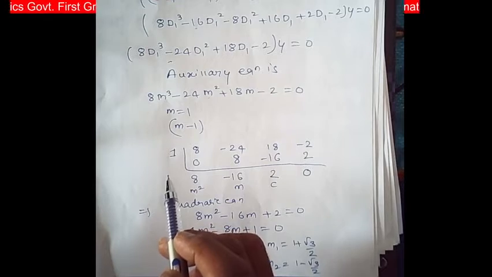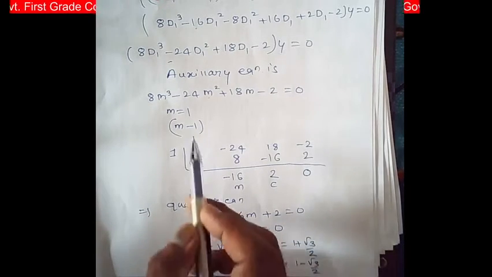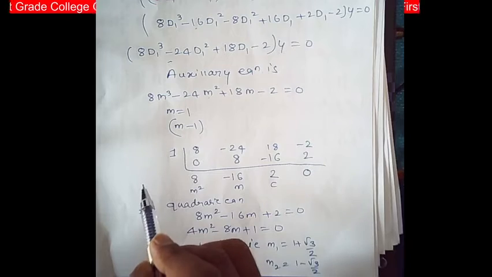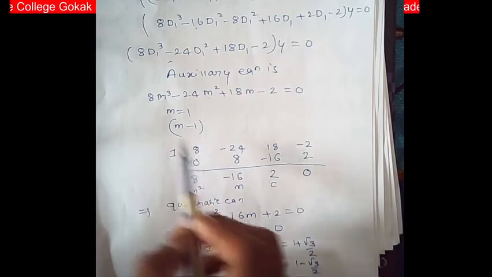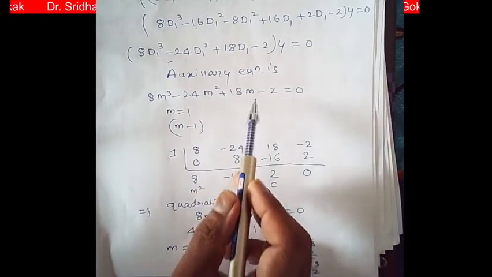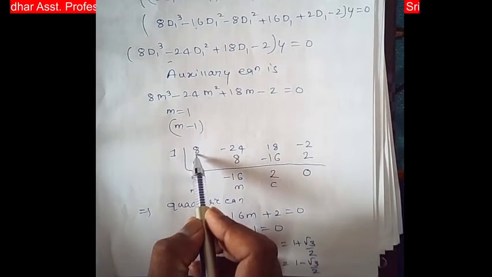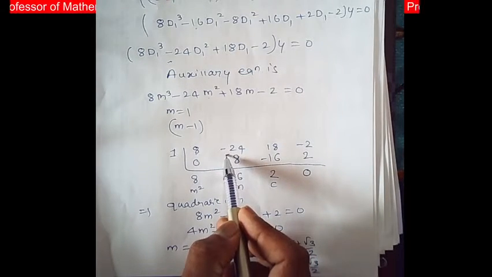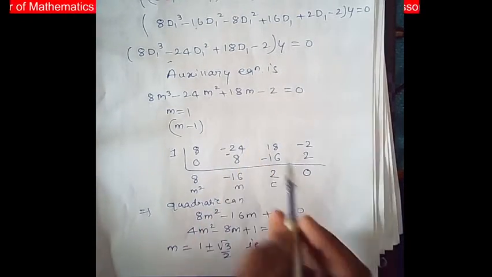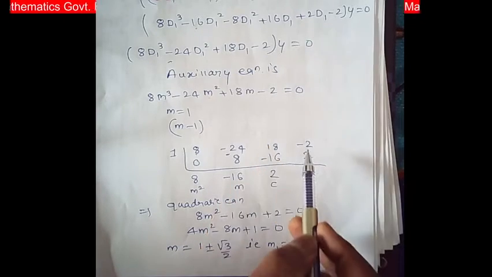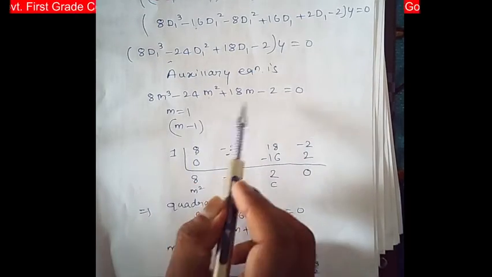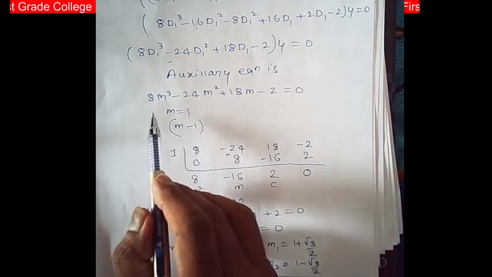To find the other 2 roots, we apply the synthetic division method. What is the synthetic division method? First we write all the coefficients of m cube, m square, m and so on. In this case, the coefficient of m cube is 8, we write it first. Then the coefficient of m square is minus 24, that is second. Next the coefficient of m is plus 18 and the constant is minus 2. Like this we write the coefficients in descending order.